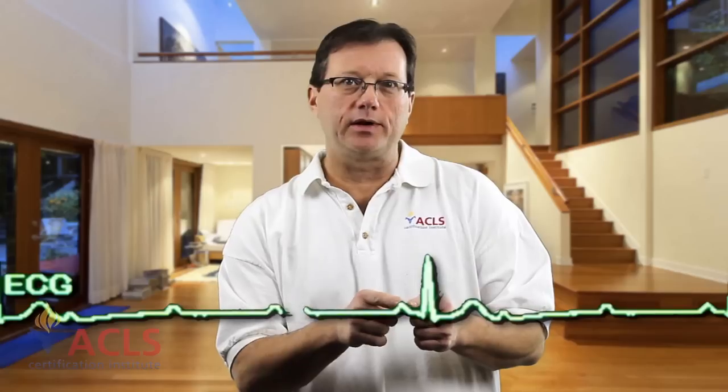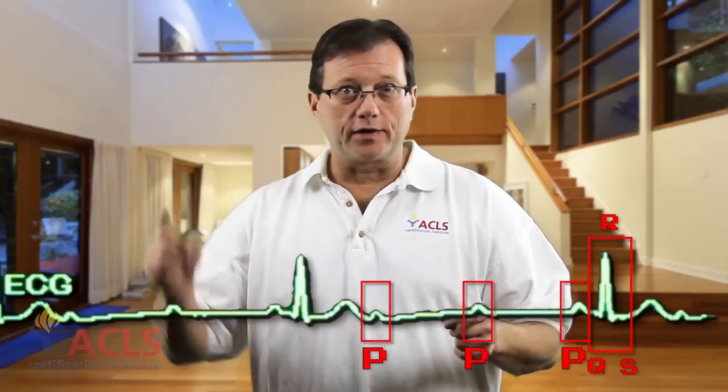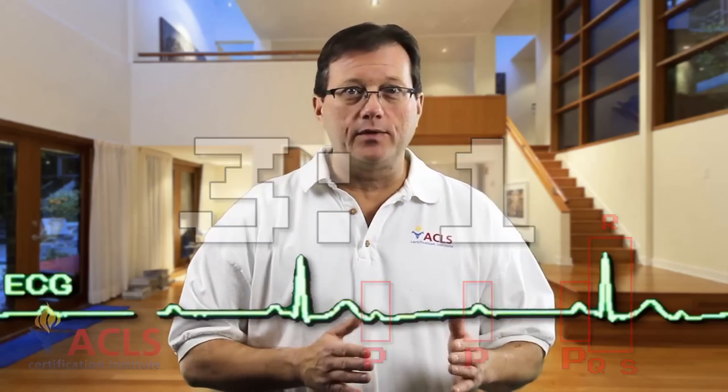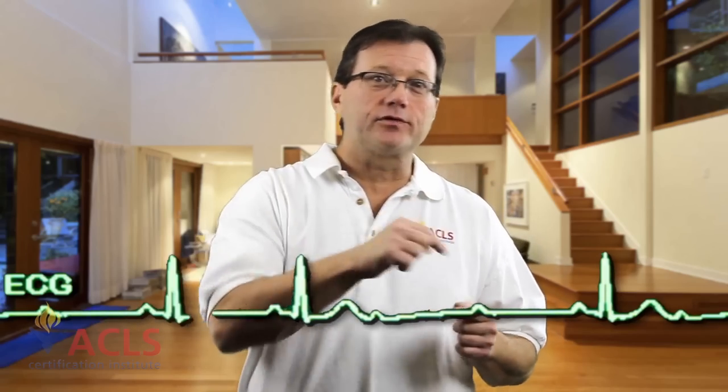When you're looking at the ratios on a second degree type 2, start counting the P waves after the last QRS. After that last T wave, start counting the P waves. One P wave, two P waves, three P waves, conduction. We would call that a 3-to-1 ratio. There were three P waves before a QRS complex. So that's a 3-to-1 ratio. If we had two P waves and then a QRS, that would be a 2-to-1 ratio. Remember to start counting the P's after the last T wave.